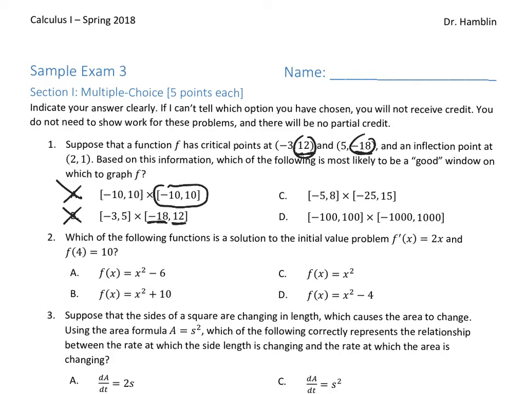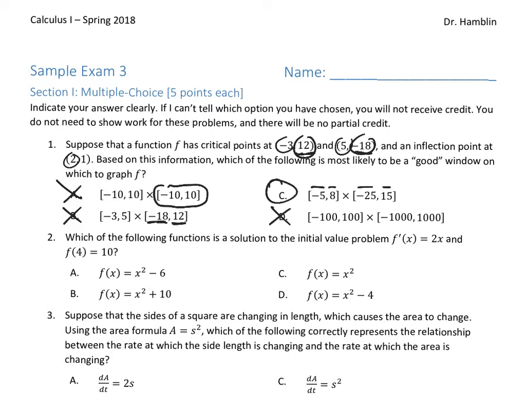We typically want to have a little bit of wiggle room around those points, so we can eliminate B as well. C looks like a good option because the x value goes from -5 to 8, which includes all of the x values that we care about with some space around them. And then same for the y values, -25 to 15, again includes all of the y values that we want with some space around them. Now D is way too big. The x and y values there are so far away from the x and y values that we actually care about that any interesting behavior is going to be very tiny on the screen. So D is not a good option either, and so the best answer here is C.